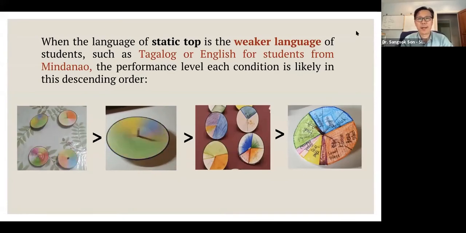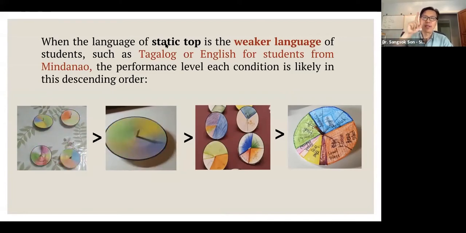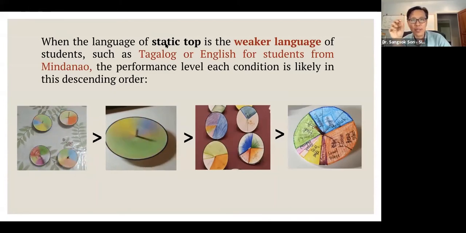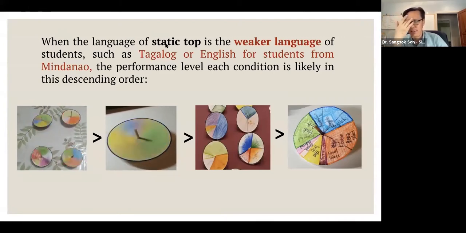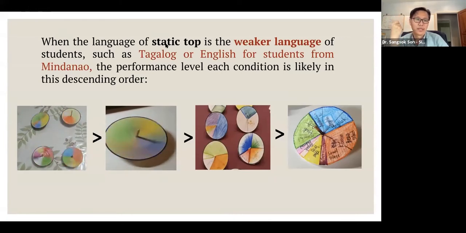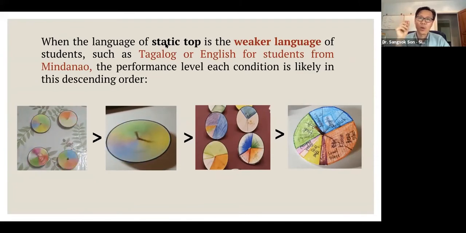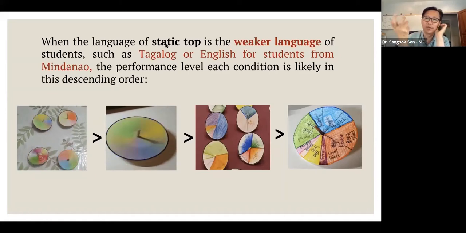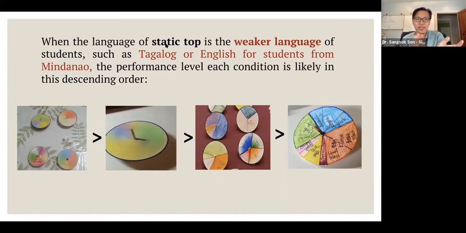Okay, so they perform in this descending order. When the language of static type, the single language in the school, is the weaker language of the students, like English for the teacher, and then the national language, Thai, or Tagalog in the southern region of the Philippines, if Tagalog is not their strong language, then the weaker language of the student, which is Tagalog or English for students from Mindanao, the performance level of each condition is likely in this descending order.